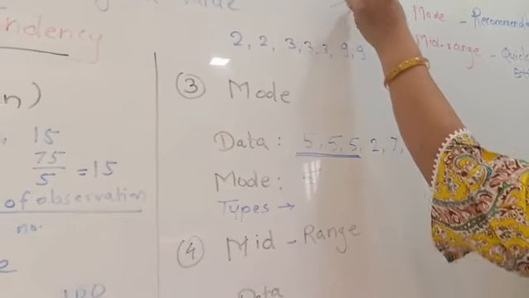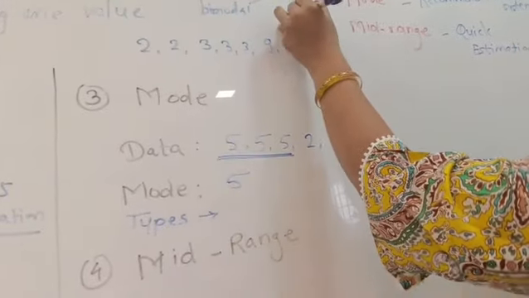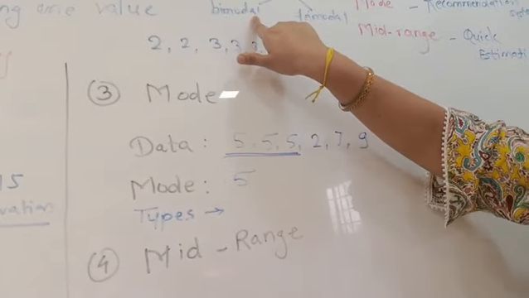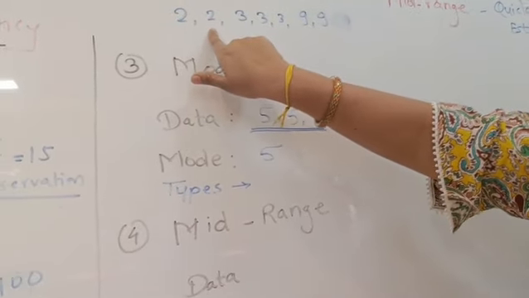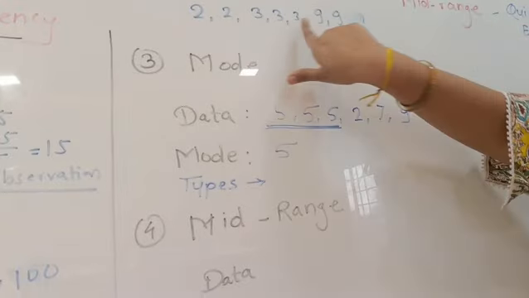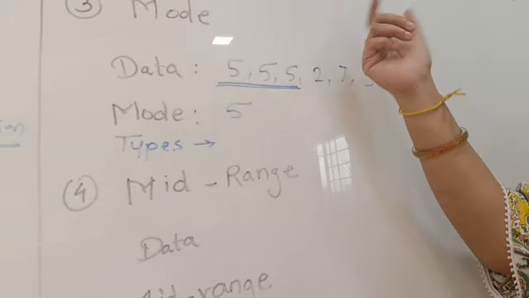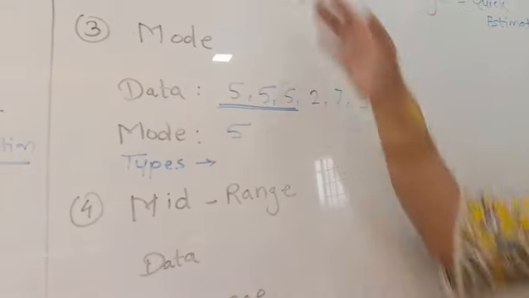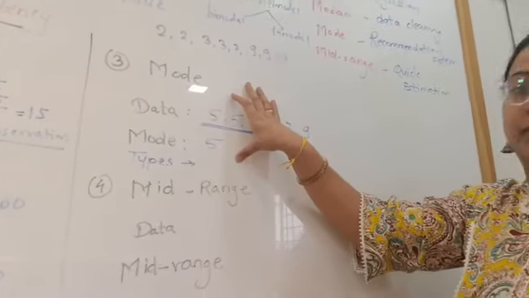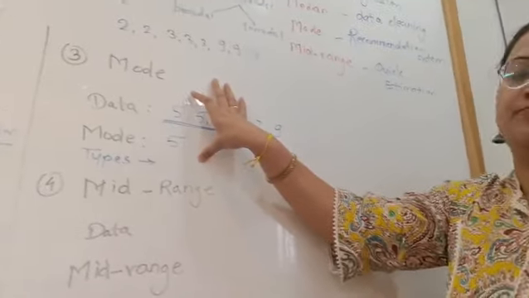Again we divide multimodal as bimodal and trimodal. Bimodal means a value repeated 2 times. So 2 is bimodal, 9 is bimodal. Trimodal means a value is repeated 3 times. So here 3, 3, 3. Otherwise, if a value is repeated more than 3 times, we directly write it as multimodal. So mode is nothing but the observation which is repeated most of the time.